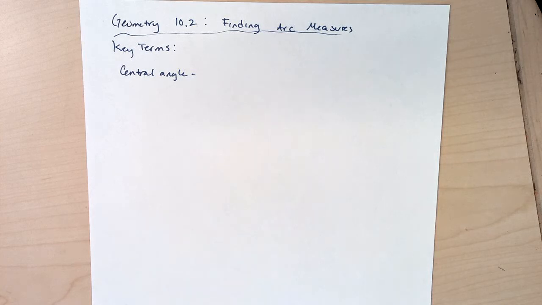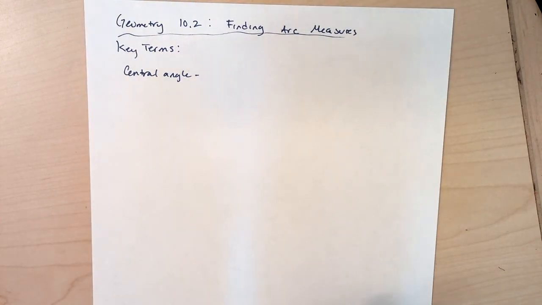Hello, this is Geometry 10.2. We'll be finding arc measures. And kind of like in 10.1, there's quite a few terms here that you'll need to know. So you just have to be patient with me. But make sure you're writing down the definitions and an example of each of the terms.